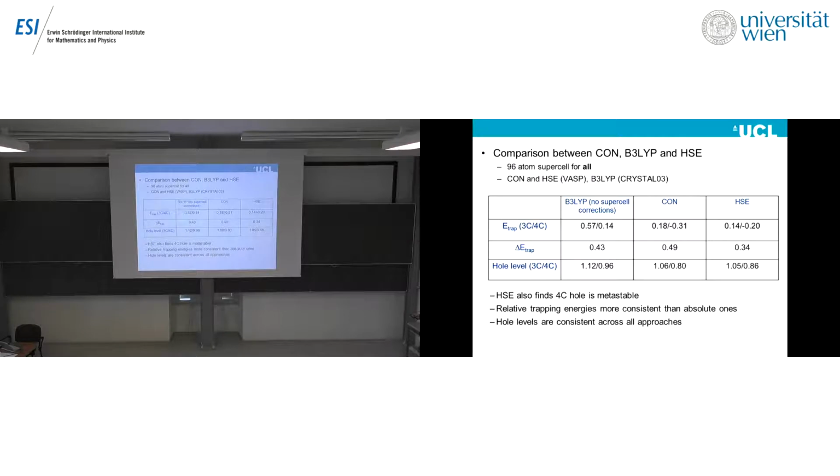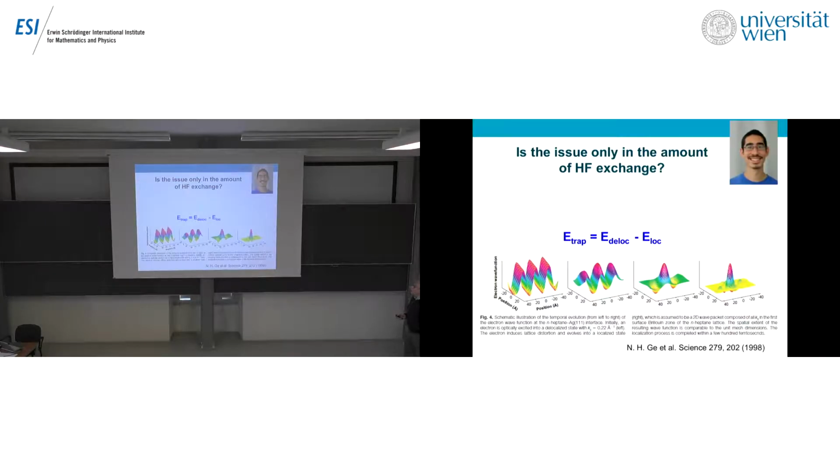Interestingly, the difference in trapping energies between three- and four-coordinated sites proved to be quite similar, as well as the position of the one-electron hole level. So this actually brought further questions. How do we deal with prediction? Because now we have three functionals, and we have qualitatively different answers. In some cases, we predict that the hole may be trapped. In some cases, it cannot be trapped. So what to do with that?